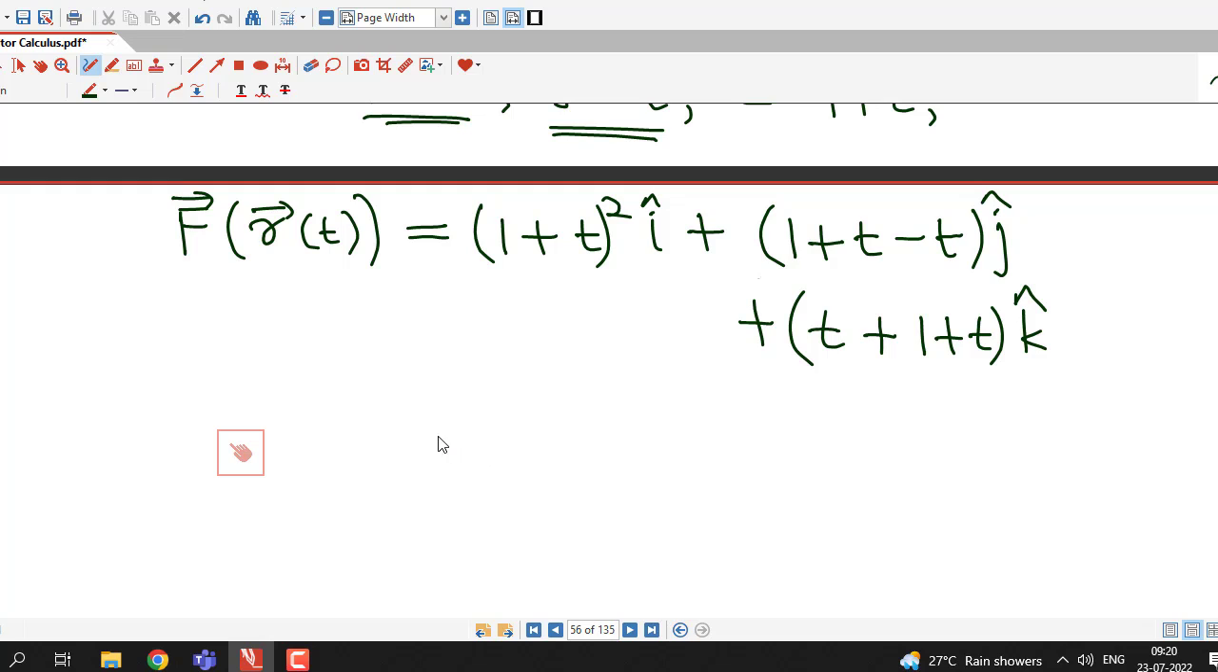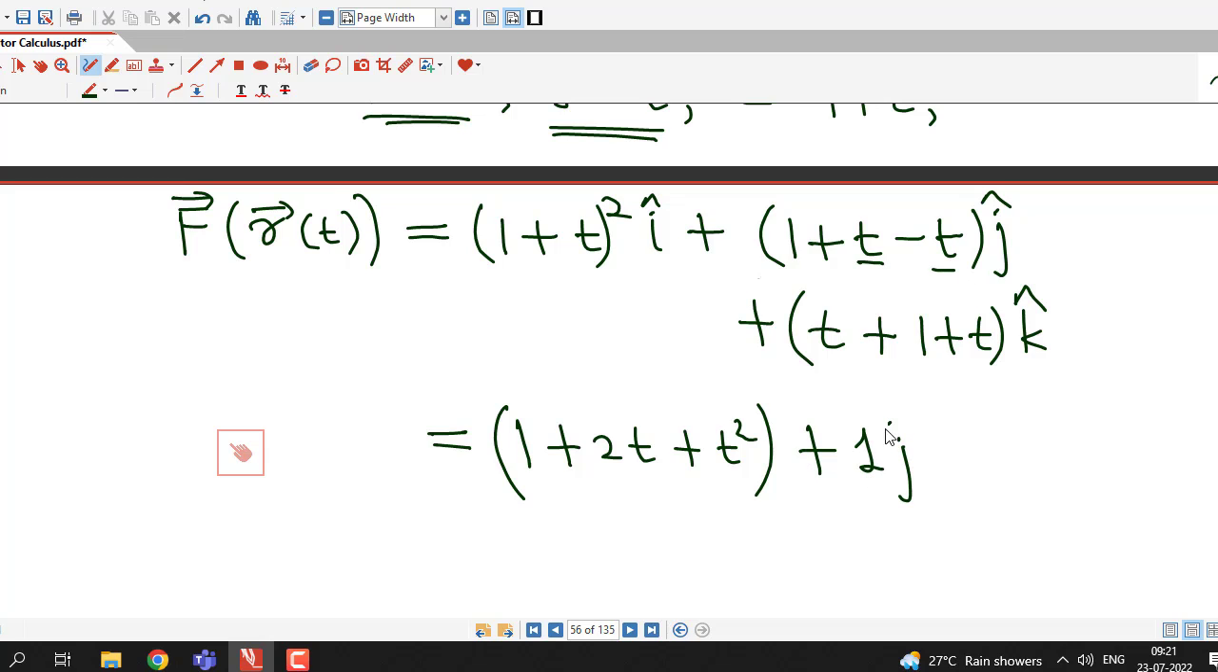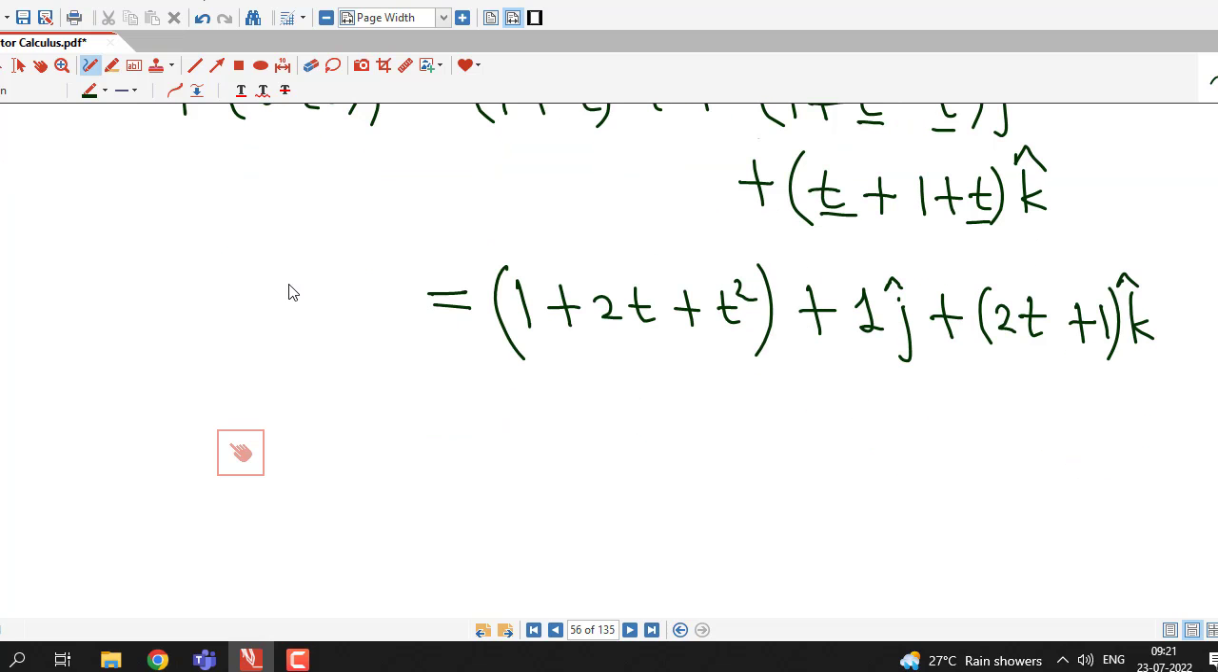And let's simplify this. This is 1 plus 2t plus t square, because we have to square 1 plus t. Here t will cancel out and we have 1 times j, and here we have t plus t, 2t, so we write (2t plus 1) times k. So our f bar is also converted in terms of t.